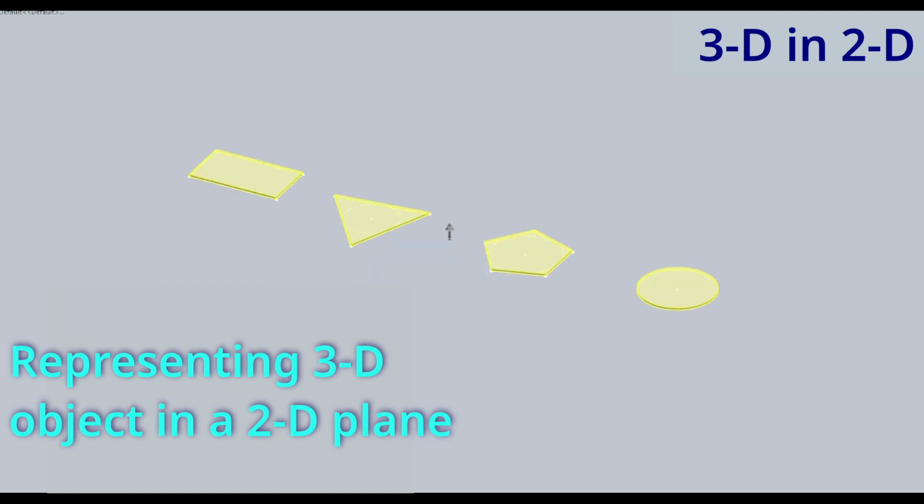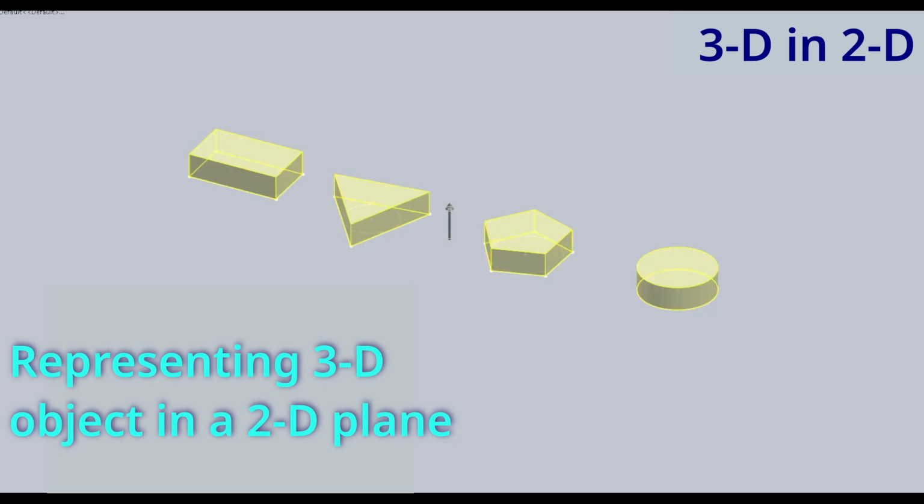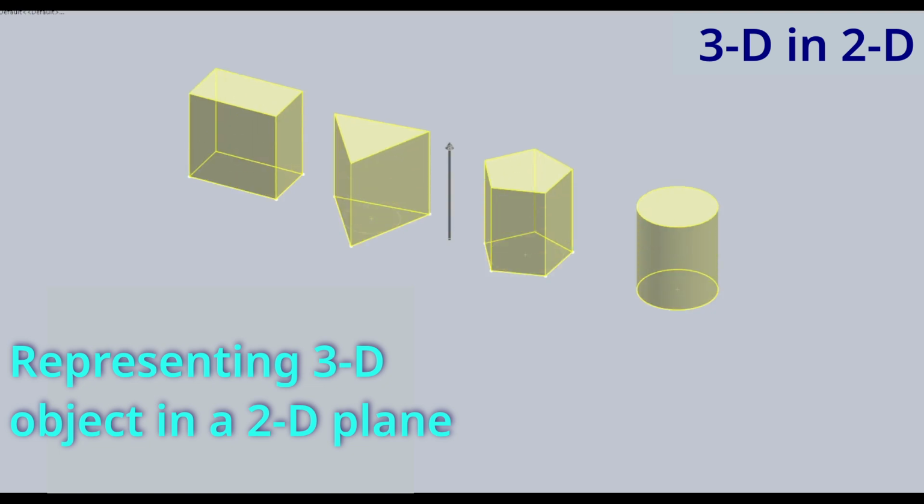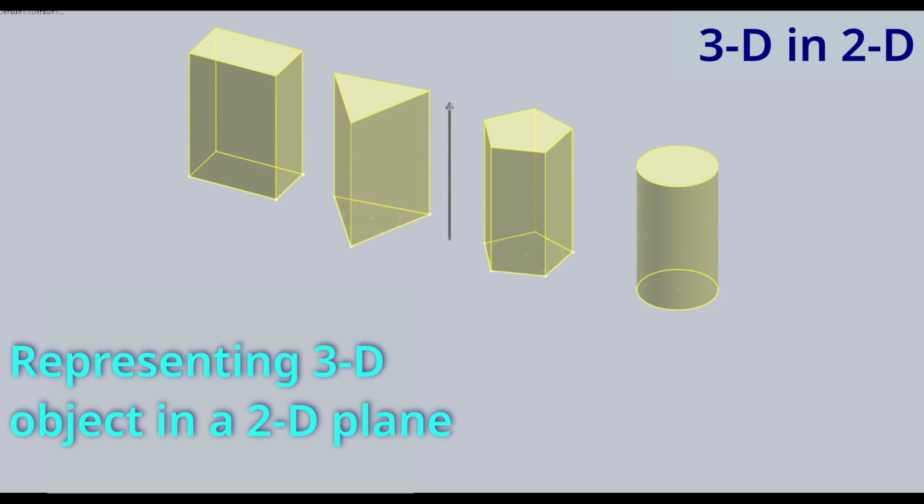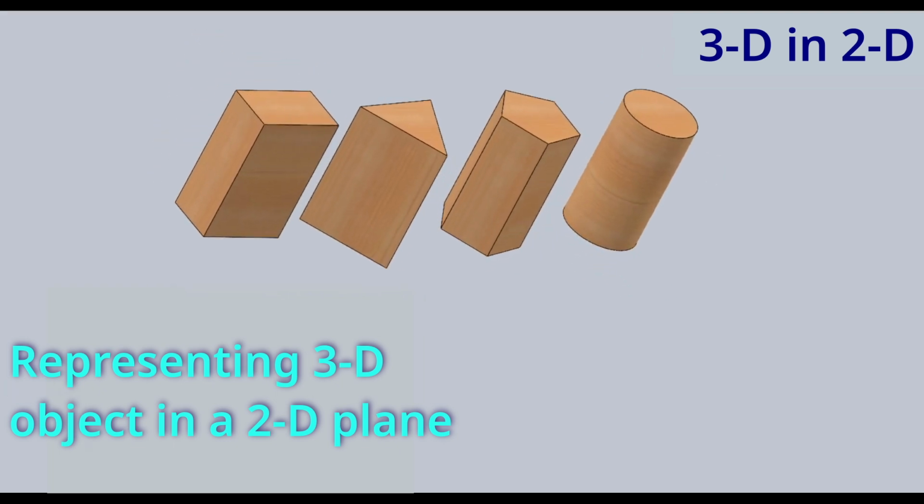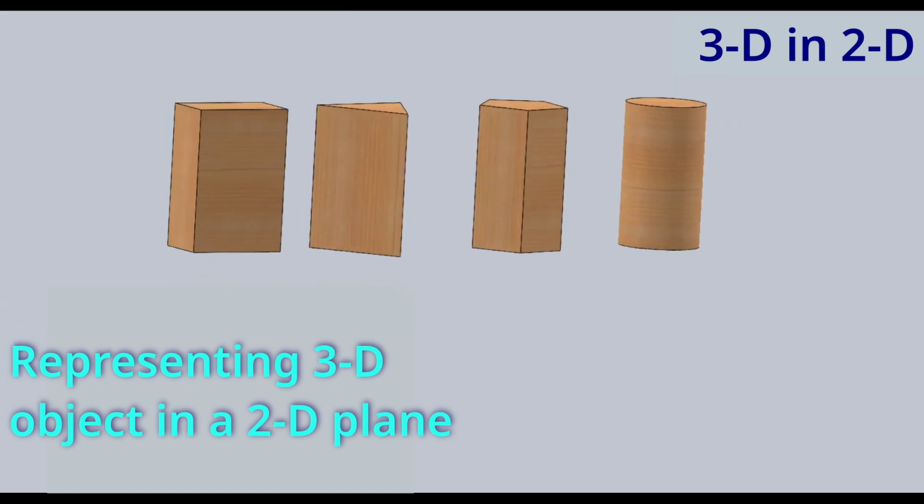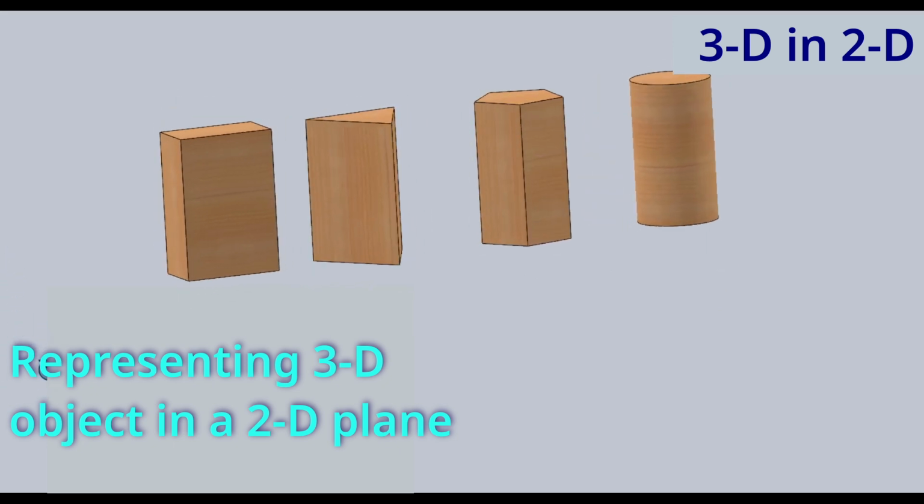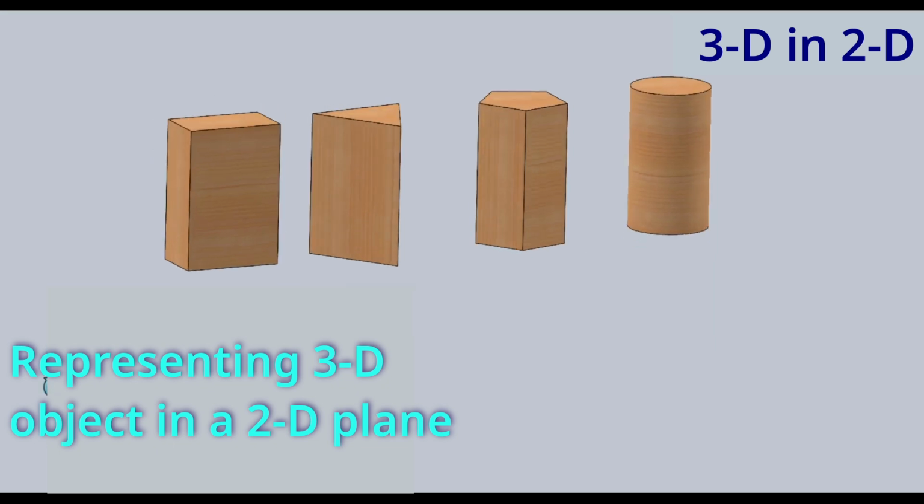You see, this is the basic shape and we are going to add material or add dimensions in the perpendicular direction. So what we get is a 3D object or 3D shape now. Okay, these are all 3D shapes. And this way we can represent the 3D shape in a 2D plane.